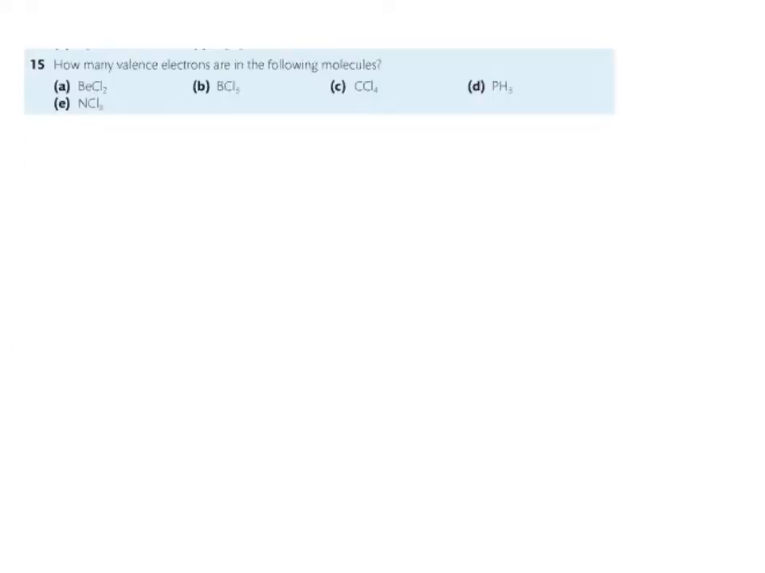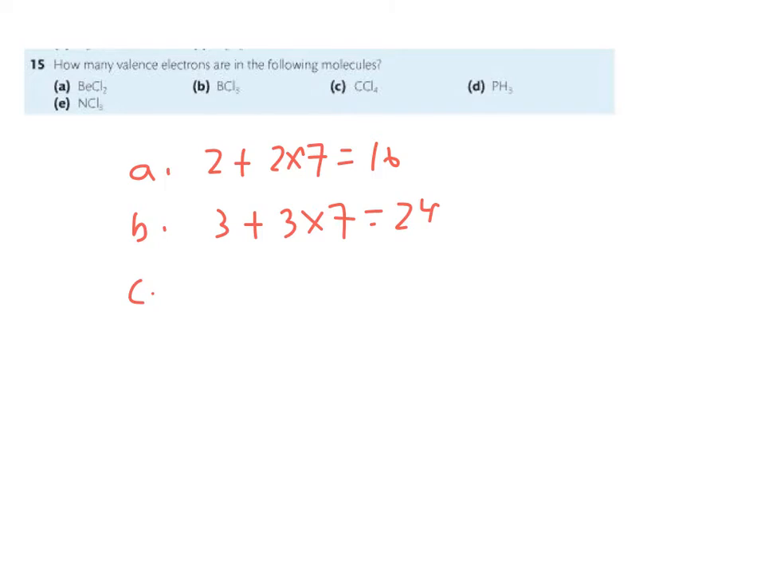For number 15, how many valence electrons are in the following molecules? This one's pretty straightforward, pretty easy. If I look up BeCl2, Be has 2. I've got 2 chlorine with 7 each, so we're talking a total of 16 electrons. B, I've got boron with 3. I've got 3 chlorine with 7 each, so that would be 24 electrons. C, I've got carbon with 4, plus 4 chlorine with 7 each, so this should be 32 electrons.